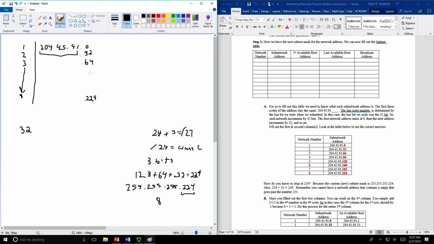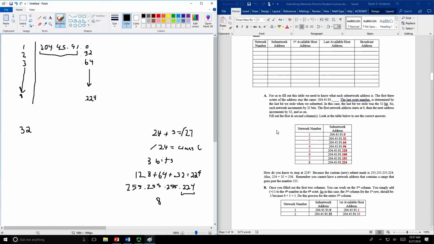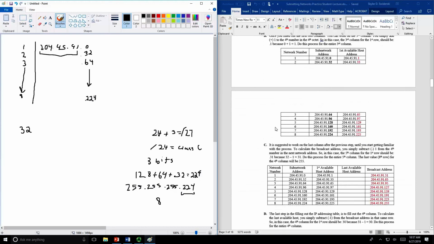The subnet mask will tell you the last network anyway, but the real reason is you cannot have a network that goes past 255. Remember, when all the bits are turned on, that's the maximum decimal number that you can get. You can't go over 255. So fill out the rest of that column accordingly, and we'll move on to the next step.